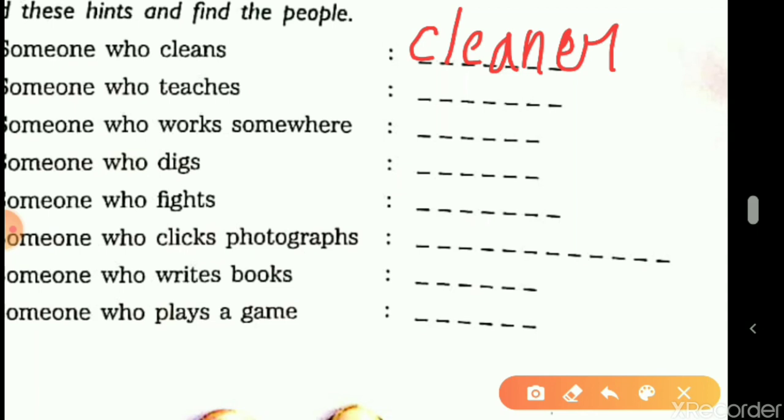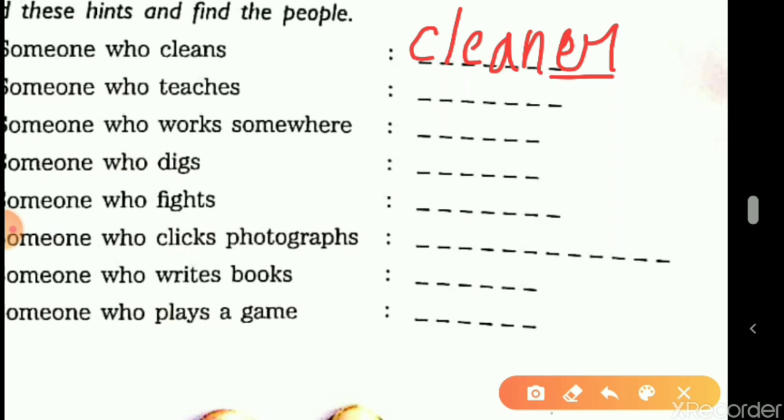CLEAN. This is the spelling of clean. And we have add ER at its end. अब आपको समझ में आया ER, R, OR कहाँ ऐड करना है. तो someone who cleans. Clean में अगर हम ER ऐड कर देंगे तो क्या बन जाएगा? क्लीनर. एंड इट बिकम्स द प्रोफेशन ऑफ अ पर्सन हु क्लीन्स. So someone who cleans is known as a cleaner.